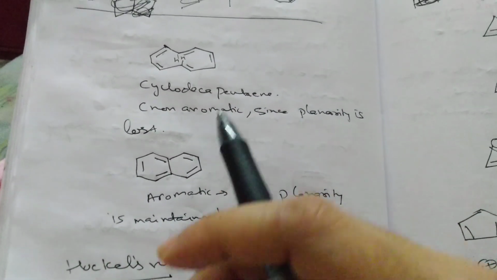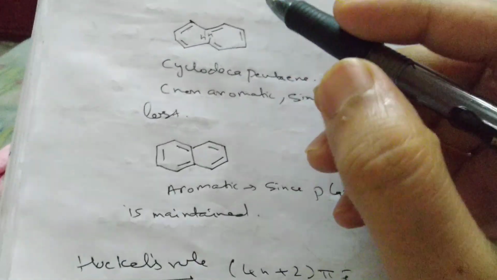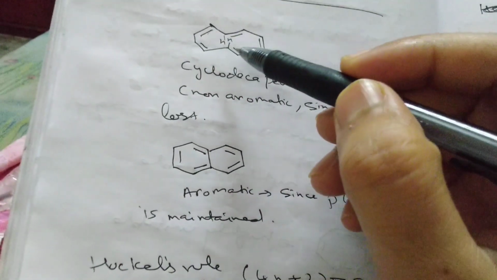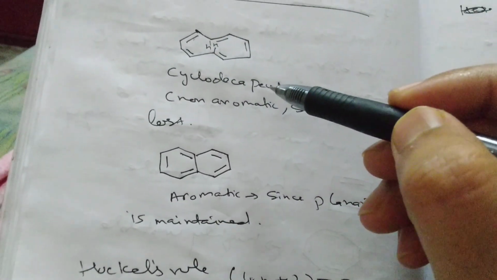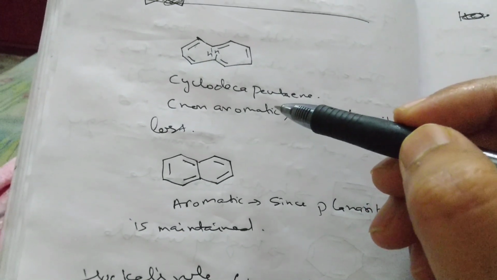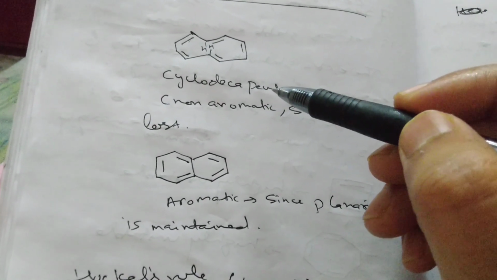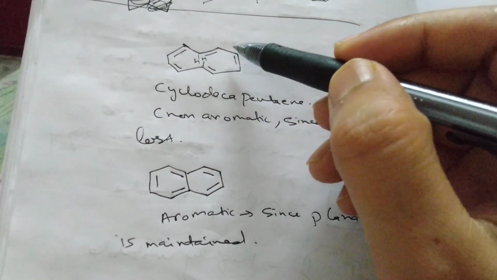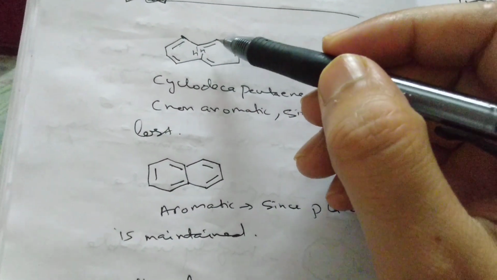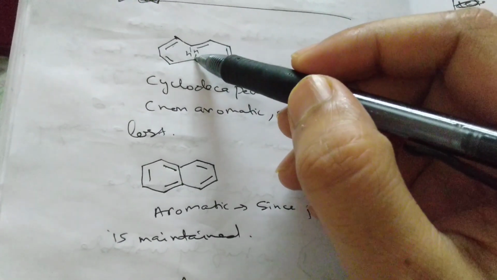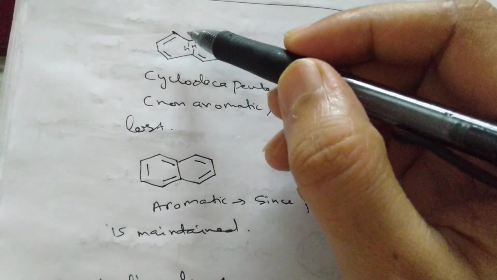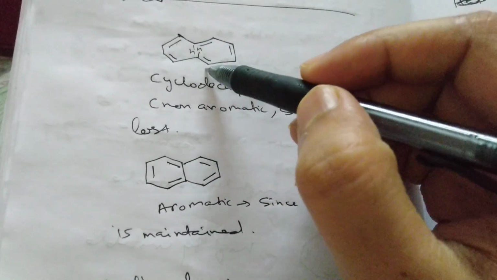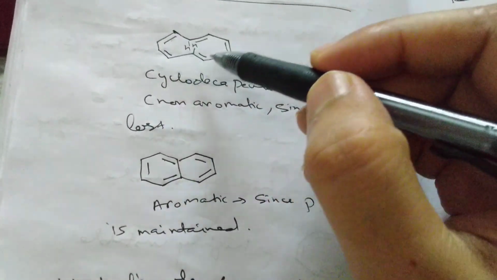So let us see. I wanted to explain all this planarity. If you see this molecule, it is cyclodecapentaene. Basically 5 double bonds are there. It is a 10-membered ring. Because if the molecule stays like this, it will be planar. 1, 2, 3, 4, 5, 6, 7, 8, 9, 10. All of them are on the paper.